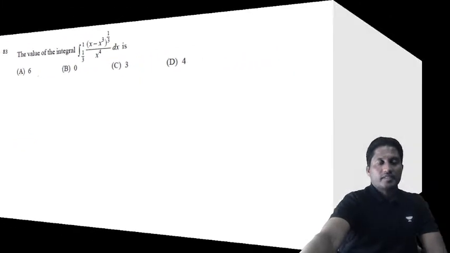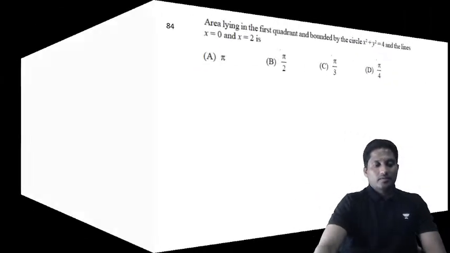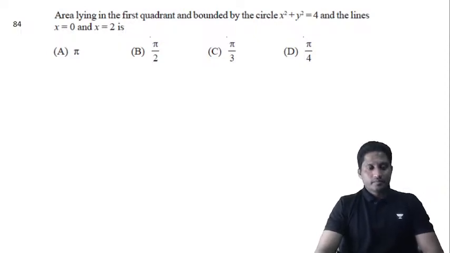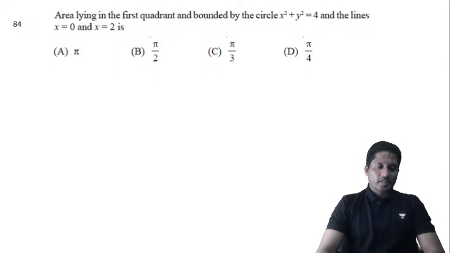Right, let's move to the next question. Is it okay, Guru Raj? Answer is 6 only. Area lying in the first quadrant.